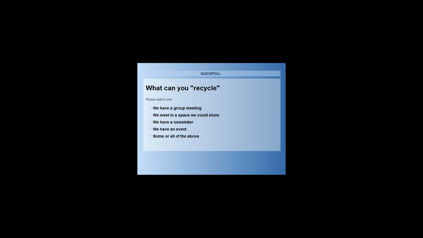So do you have a group meeting? Do you meet in a space we could show, for example, a hospital or a doctor's office? Do you have a newsletter? Do you have an event coming up? Come up with one, or hopefully some or all of the above, that you can use to recycle for those connections. And I'll let you all take some time to vote.